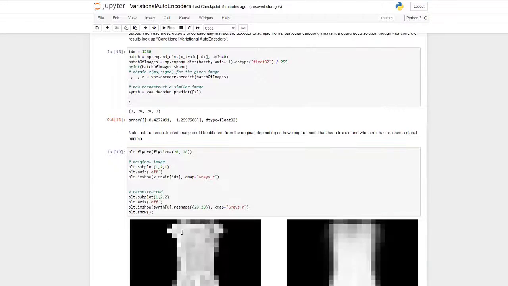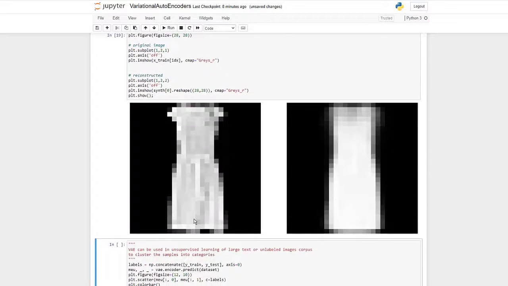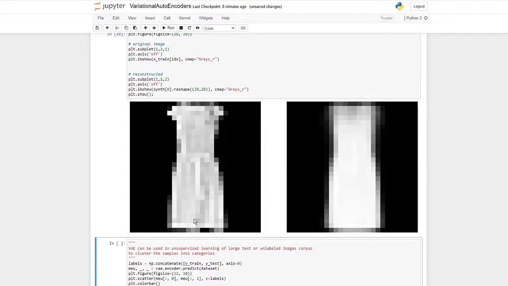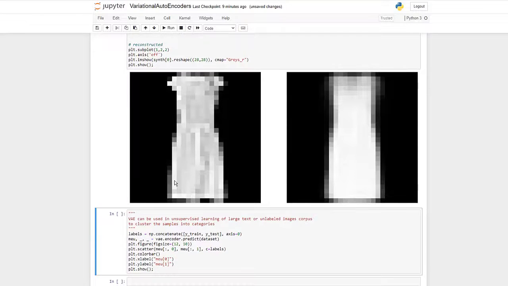So Shift Enter. And yeah, sure enough, turns out image number 1280 is a dress, and we got back a shape that looks kind of like a dress. So by doing this, we were able to synthesize a specific category of clothes. So that's one way to go about using that VAE. Another thing you can use VAEs for is basically unsupervised learning.